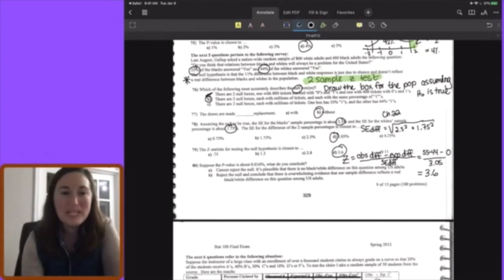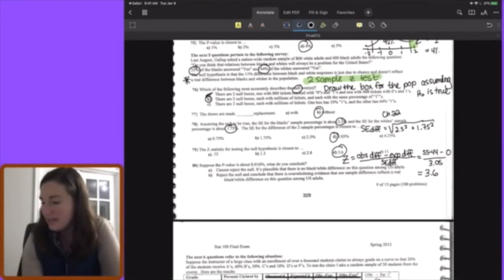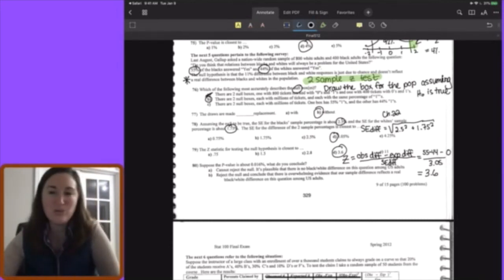Also, sometimes people like to ask, does it matter if you do 44 minus 55 or 55 minus 44? And it really doesn't. You'll get the same p-value either way. I guess you'd get negative 3.6 if you did it the opposite way, but in this case, it doesn't matter which one you use.